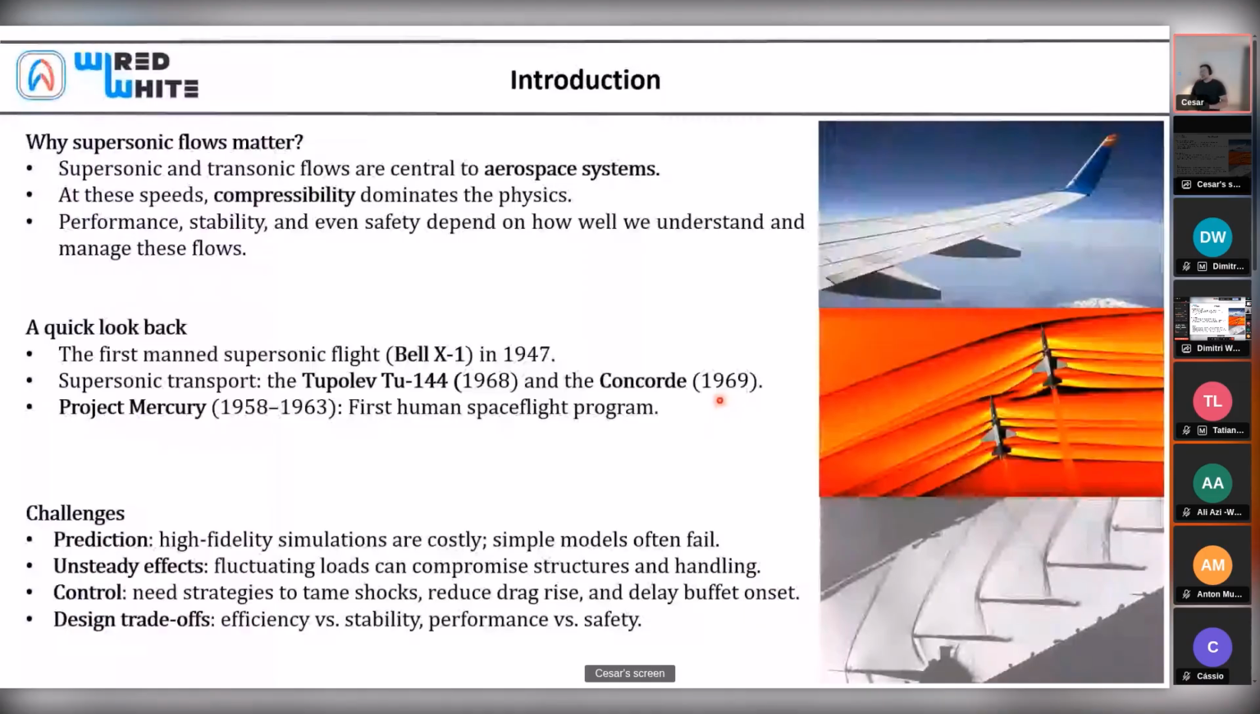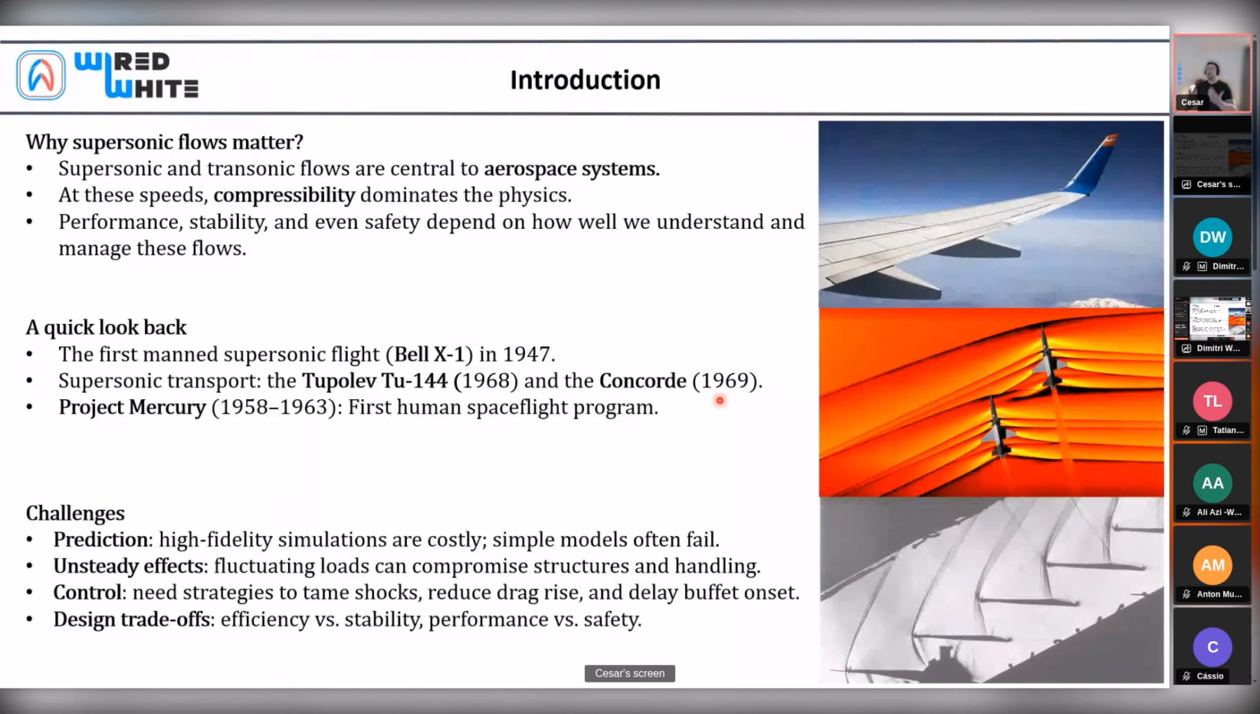And even though it seems that we have achieved a lot in these 60 to 80 years of aviation, there are still many challenges that are unsolved. One of them is prediction. At the moment, there is no unique methodology that allows us to predict how supersonic flows behave. Then, supersonic flows are normally linked with unsteady effects, which are very detrimental for the performance of aerodynamic components. Also control. There is a huge lack of effective shock control strategies nowadays.